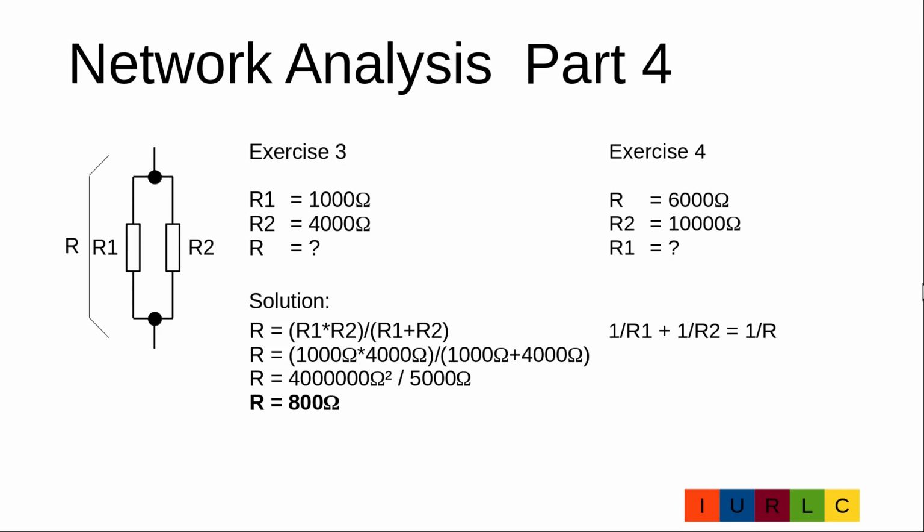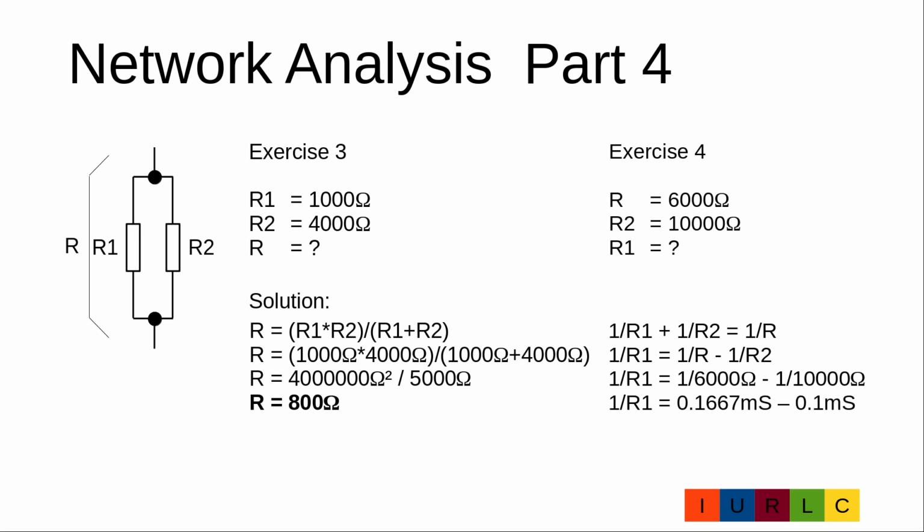1 divided by R1 plus 1 divided by R2 is 1 divided by R. We bring 1 divided by R2 with a minus sign to the other side. With concrete numbers, 1 divided by R1 is 1 divided by 6000 ohm minus 1 divided by 10,000 ohm. 1 divided by R1 is 0.1667 millisiemens minus 0.1 millisiemens.